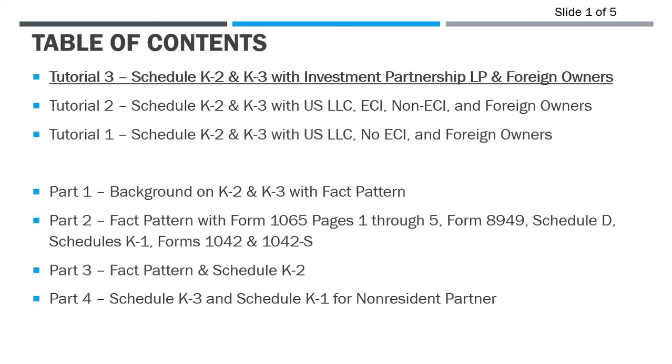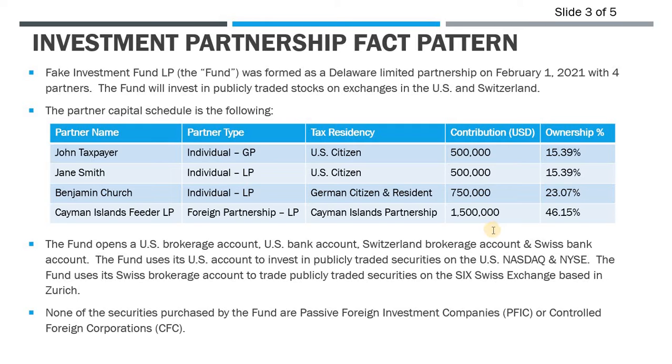All right, so if we go back to the slide deck here, I'll cover some of the background so we can set up the return being prepared and what's going on within this entity. So what we've done here is we have a fake investment fund, LP. So this is a limited partnership formed in Delaware during 2021, and it has 4 partners. Now, the purpose of the fund from the beginning was the intent to invest in publicly traded stocks on exchanges in the U.S. and in Switzerland, right? So we set up an LP in the U.S., we opened brokerage accounts in Switzerland and in the United States. So we're trading U.S. publicly traded instruments and Swiss publicly traded instruments.